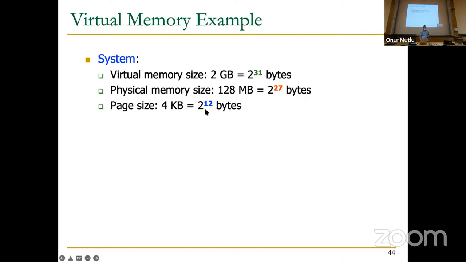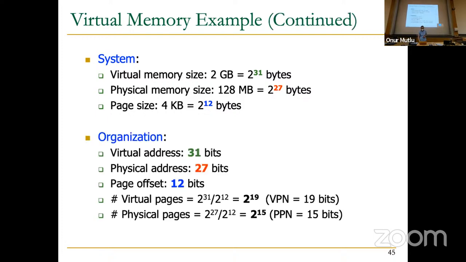Page sizes are 2^12 bytes. This is similar to what you have as small pages in many systems today. And the organization basically looks like this. Virtual address 31 bits, physical address 27 bits, page offset is 12 bits, which means that the number of virtual pages you have is 2^19, the number of physical pages you have is 2^15. So it can basically determine your virtual page number and physical page number easily.